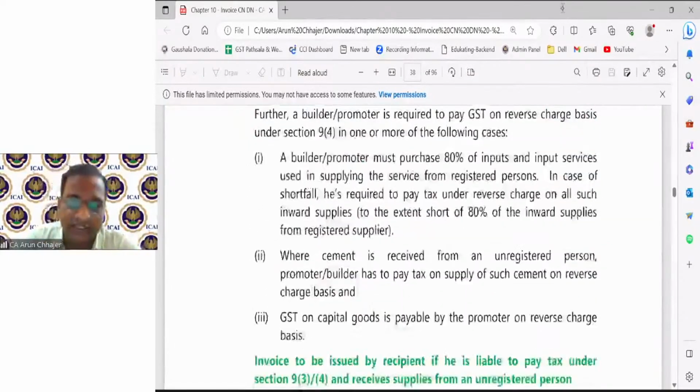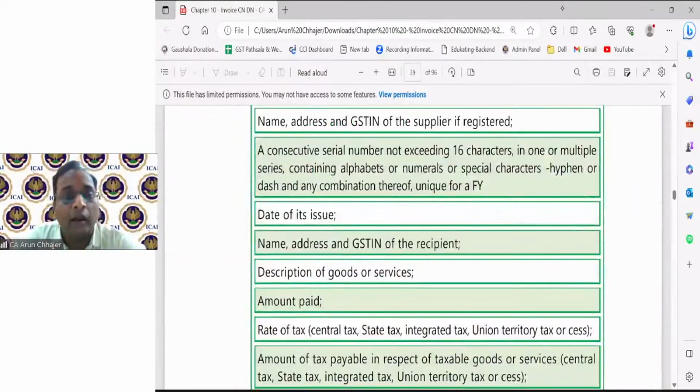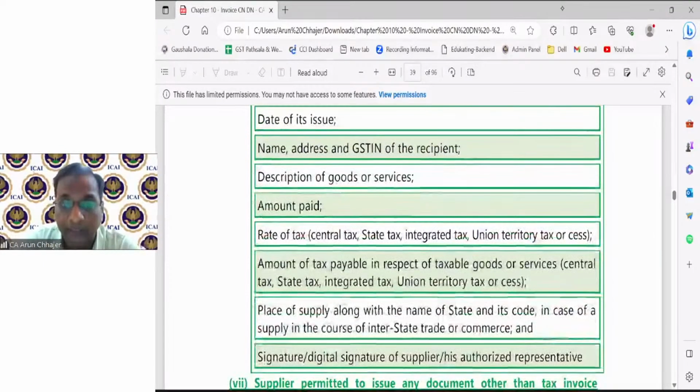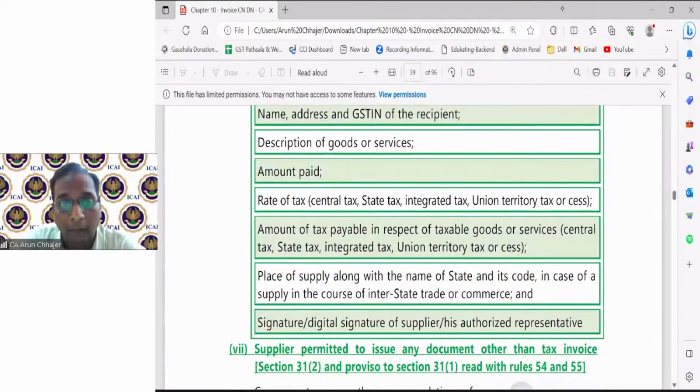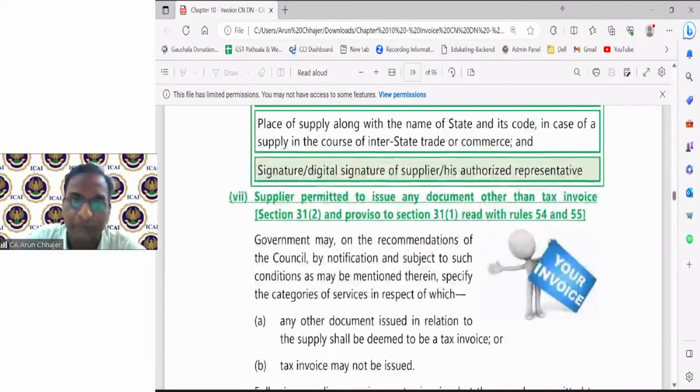Payment voucher, we have already discussed that in case of RCM, it will be issued. What are the contents? Name, address and GST number of the supplier, consecutive serial number not exceeding 16 characters, date of issue, name, address, GST number of the recipient, description, amount paid, rate of the taxes, amount of the tax payable in respect of the taxable goods or services, place of supply along with name of the state and code in case the supply is inter, signature or digital signature.